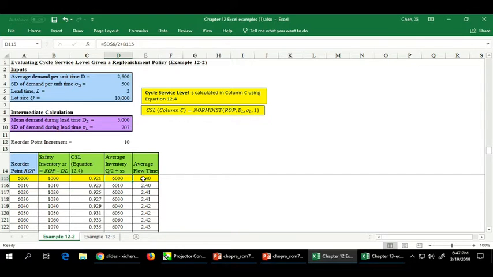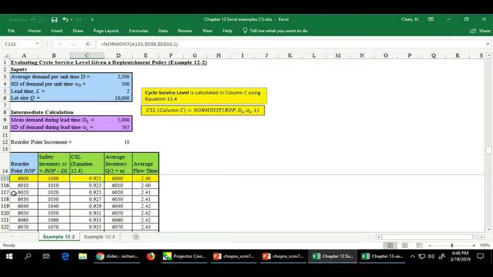You can also calculate the flow time accordingly. The CSL is what we just talked about. This is equal to NORM.DIST, and the first input is our ROP value, then the mean, which is here, the standard deviation, which is this one, and then cumulative set to true. This gives us a cycle service level of about 92%.